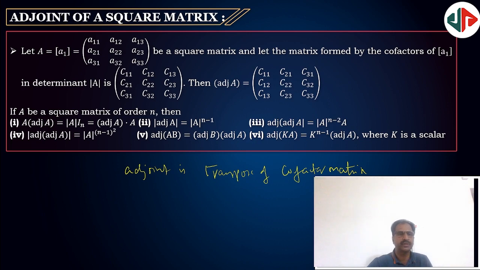And all the properties given here based on the adjoint are very, very important. A into adjoint A is equal to adjoint A into A is equal to det A into I. Det of adjoint A is det A whole power n minus 1. Adjoint of adjoint A is det A whole power n minus 2 into A. Determinant of adjoint of adjoint A is det A whole power n minus 1 whole square. Adjoint of AB is adjoint B into adjoint A. Adjoint of KA is K power n minus 1 into adjoint A, where K is a scalar. Each and every property mentioned here based on the adjoint is very, very important.